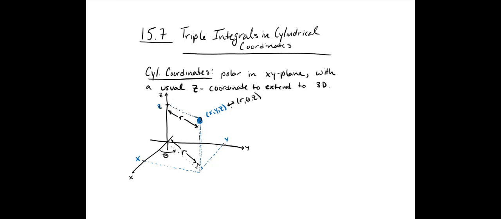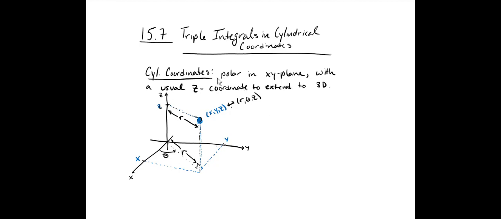This is 15.7, triple integrals in cylindrical coordinates. I think this will be fairly easy to grasp the general idea of. We saw an example at the end of the last lecture video that nicely segued from the rectangular coordinate triple integrals to the cylindrical coordinates. So I think this is going to feel pretty intuitive, but let's go through this by first introducing what cylindrical coordinates are. Let's formally introduce this.